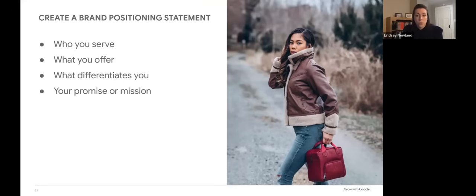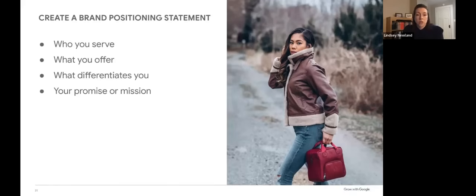What you're doing is you're saying who you serve, what you offer, what differentiates you, and your promise or your mission. Seems like such a simple thing to put together, but it really has a lasting effect on you being able to articulate who you are, what you're doing, why you're doing it.